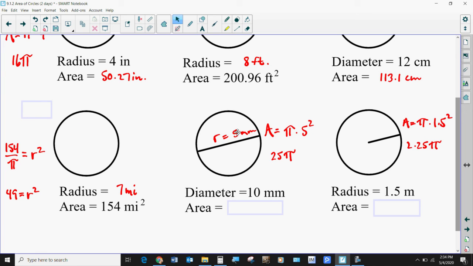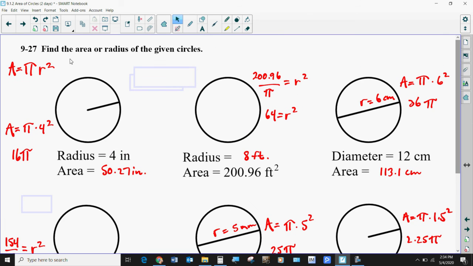Here, the diameter is 10, which makes the radius 5. So we're going to say pi times 5 squared means it's pi times 25. So what is 25 times pi? It's around 78.5, somewhere in that vicinity. And then for the last circle, the radius is 1.5. So you square that, it becomes 2.25. Multiply that times pi, and you get an answer of a little bit more than 7. You could say 7.1 or 7.07, 7.05, depending on which version of pi that you used.